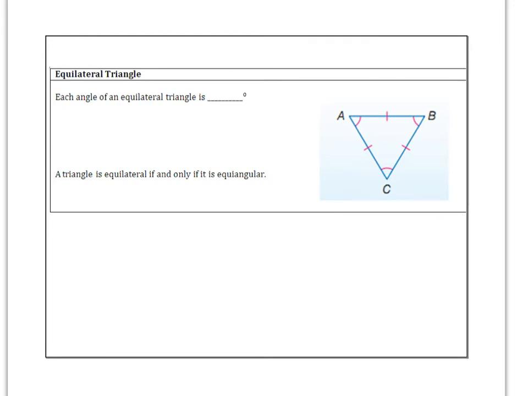Equilateral triangles. Each angle of an equilateral triangle is blank degrees. Think about 180 divided evenly by 3. You get 60. So each angle in an equilateral triangle will be 60 degrees. It'll be 60, 60, and 60. That means that all equilateral triangles are also equiangular.